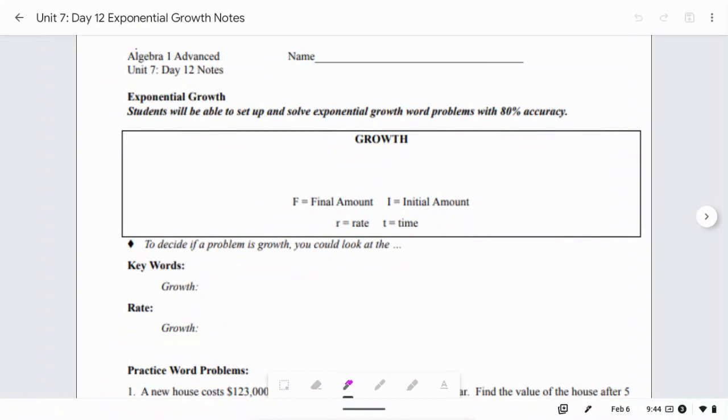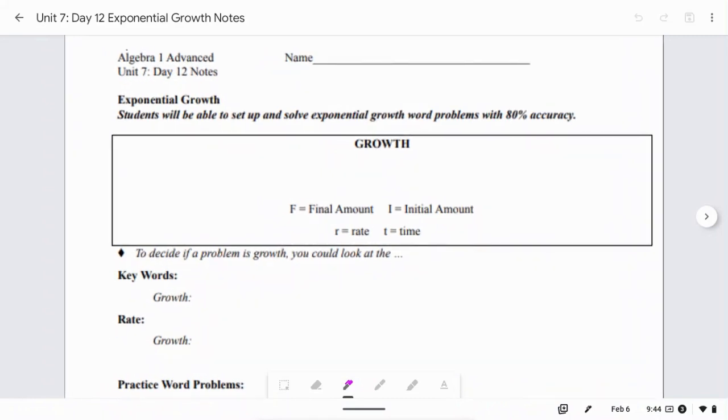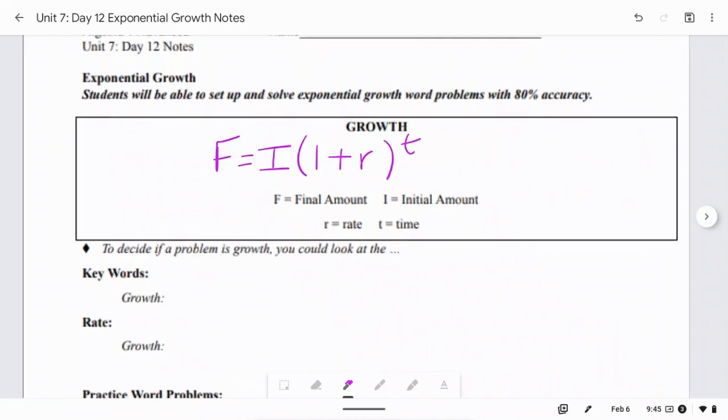In this video, we will be discussing exponential growth. Exponential growth is an example of where you can apply exponents to some real-world examples. There's a certain formula that we use for exponential growth. It's F equals I parenthesis 1 plus R raised to the T power.